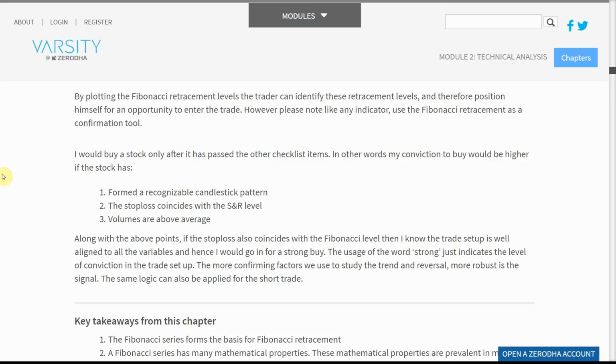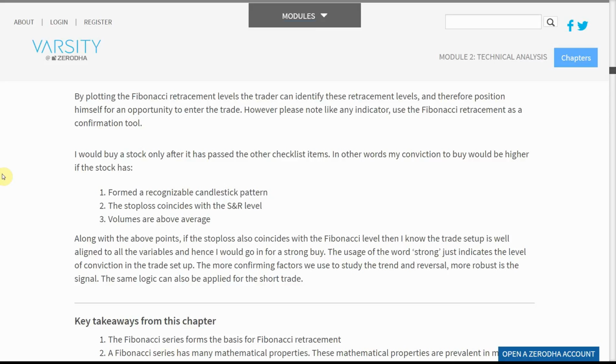I would buy a stock only after it has passed the other checklist items. In other words, my conviction to buy would be higher if the stock has formed a recognizable candlestick pattern, the stop loss coincides with the S&R level, and volumes are above average, along with the above points. If the stop loss also coincides with the Fibonacci level, then I know the trade setup is well aligned to all the variables and hence I would go in for a strong buy.